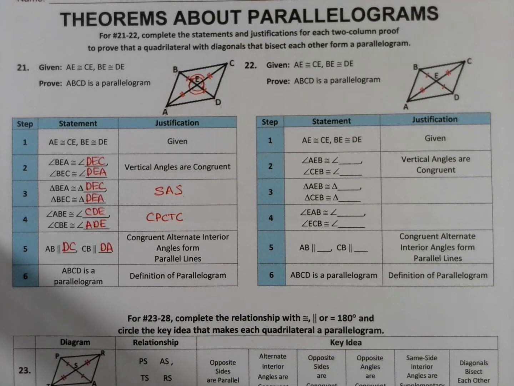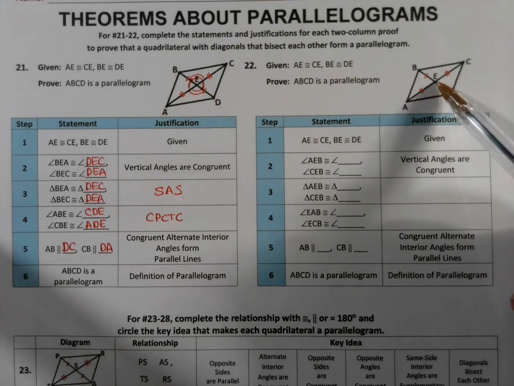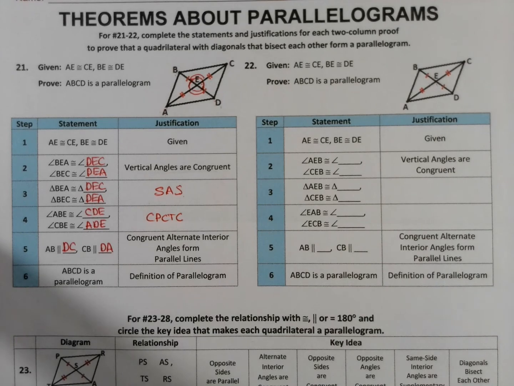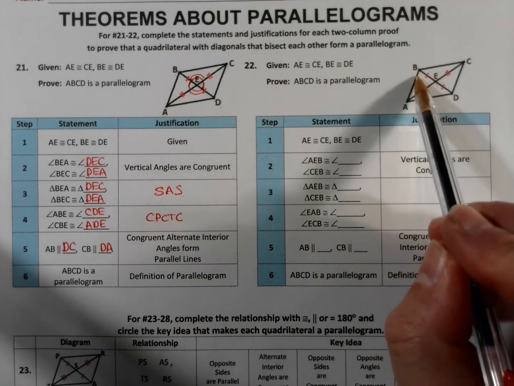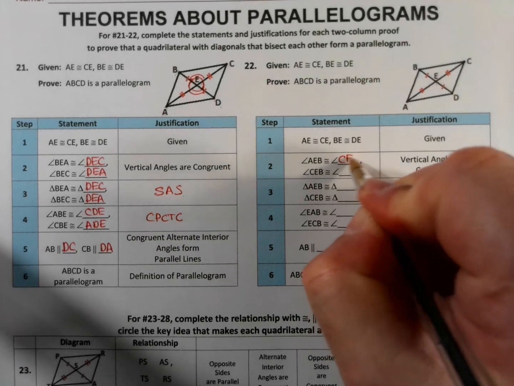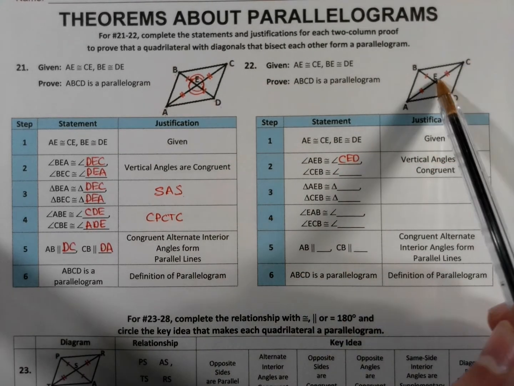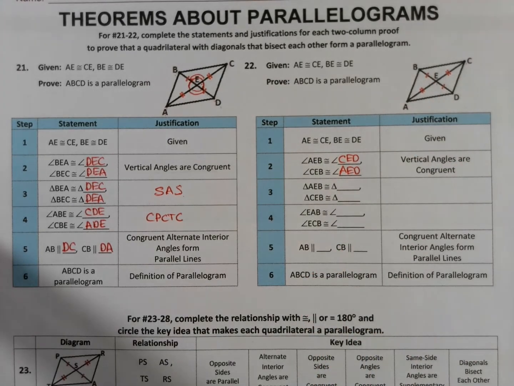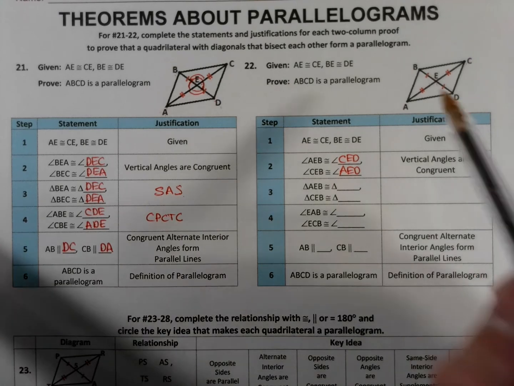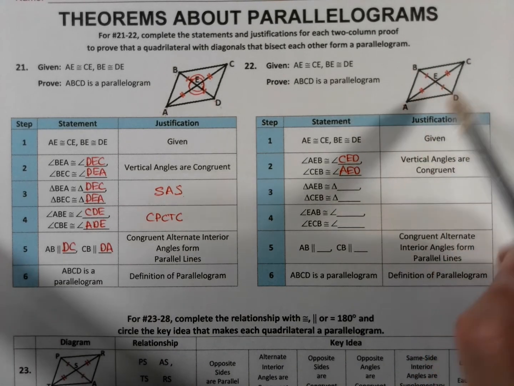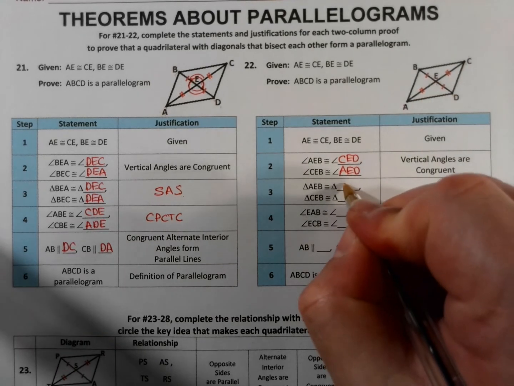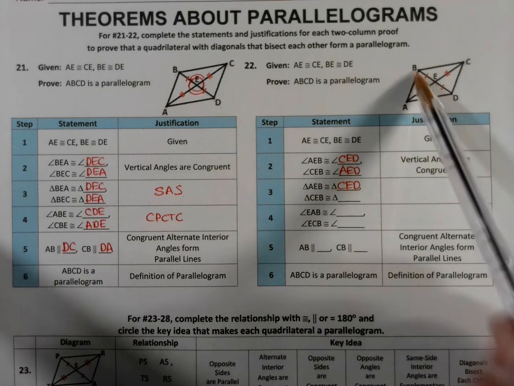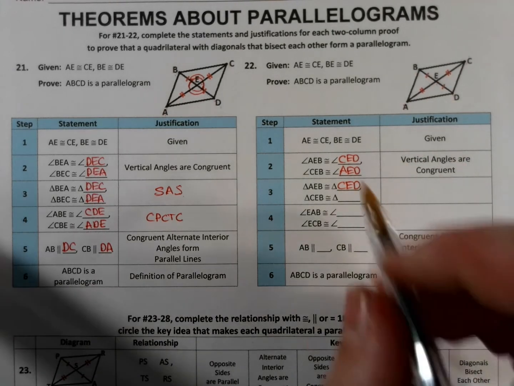Look at number 22. Same way, we have AE congruent to CE, BE congruent to DE. Vertical angles, so angle AEB is congruent to angle CED. Angle CEB is congruent to angle AED. And that's because vertical angles are congruent. So triangle AEB is congruent to triangle CED. And triangle CEB is congruent to triangle AED.